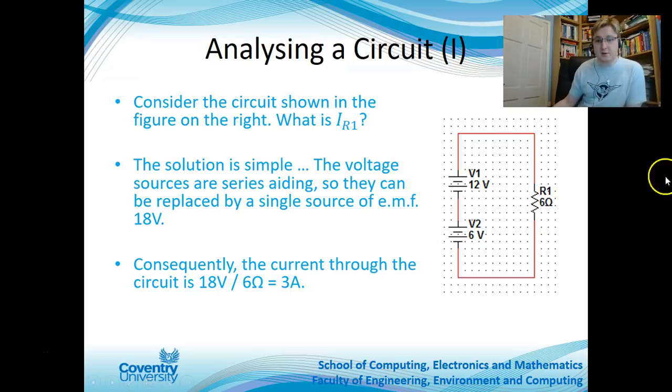Then you've got one power supply, one resistor. You can use good old Ohm's law. V over R is equal to I. So we can do the calculation here: 18 volts divided by 6 ohms gives us 3 amps. It's that easy. Let's move on to a slightly more complicated example.